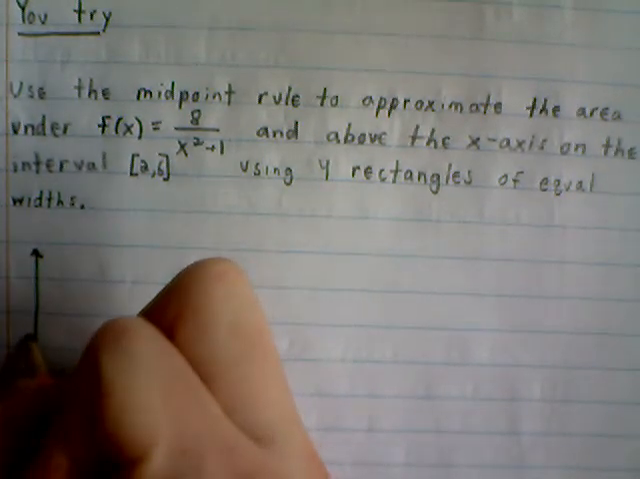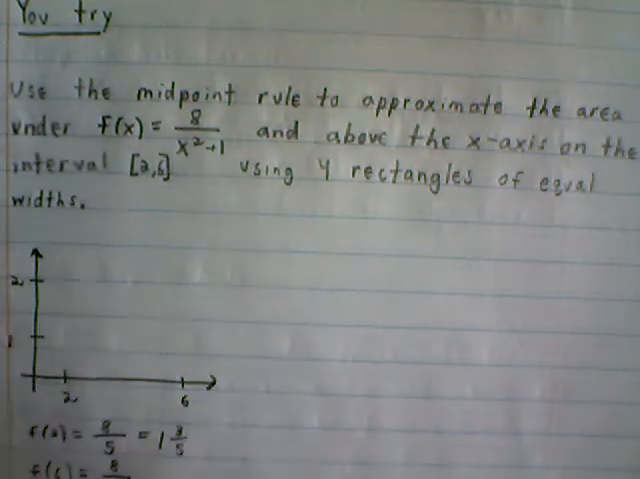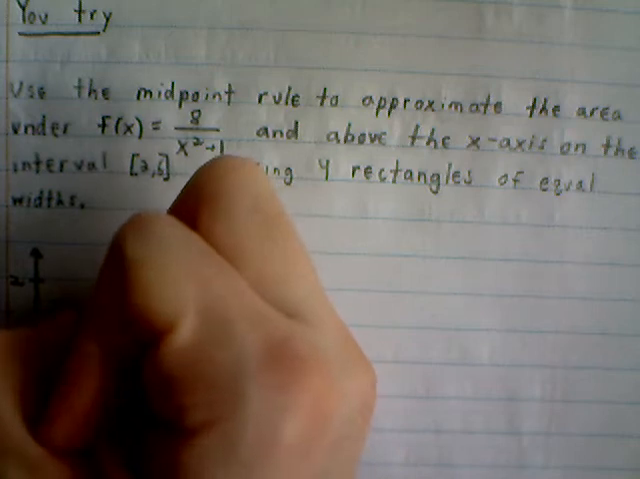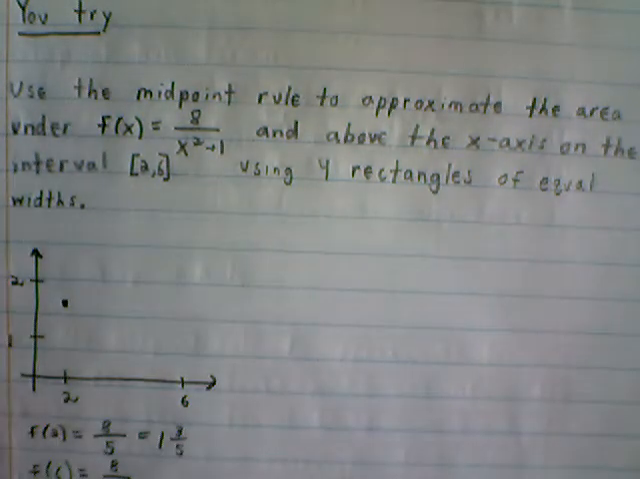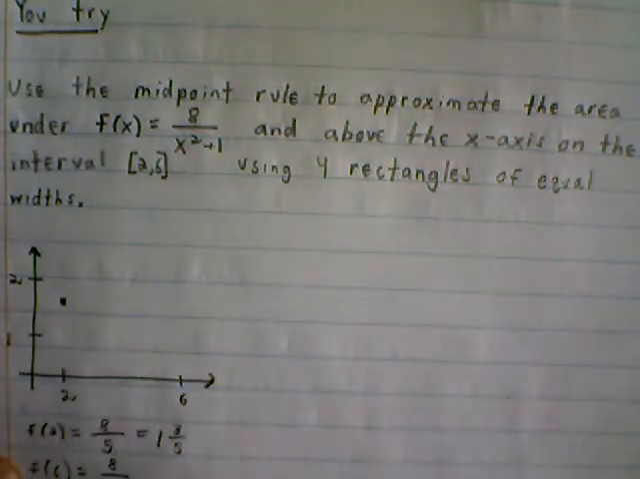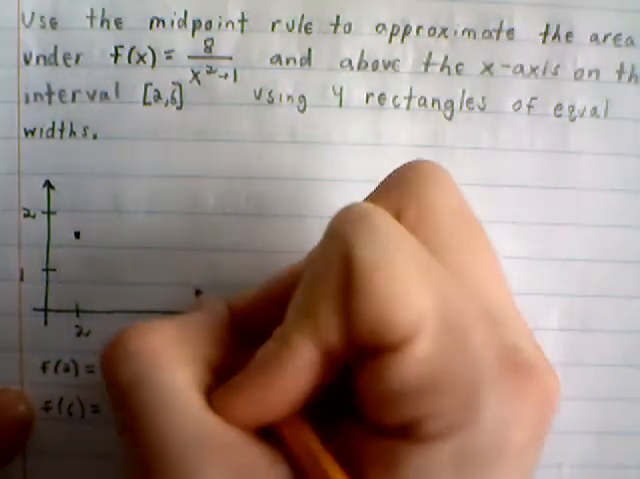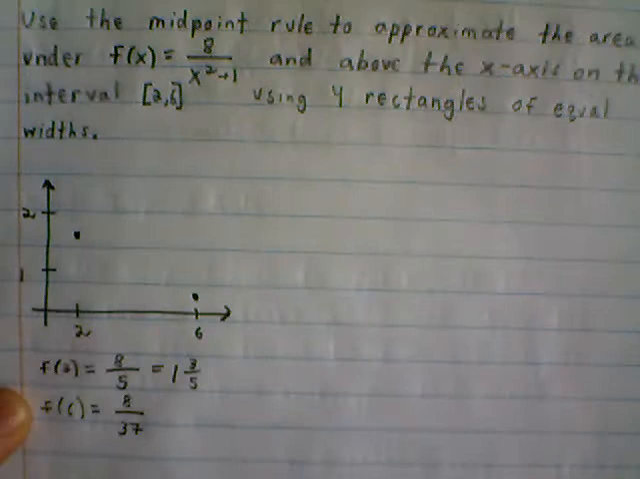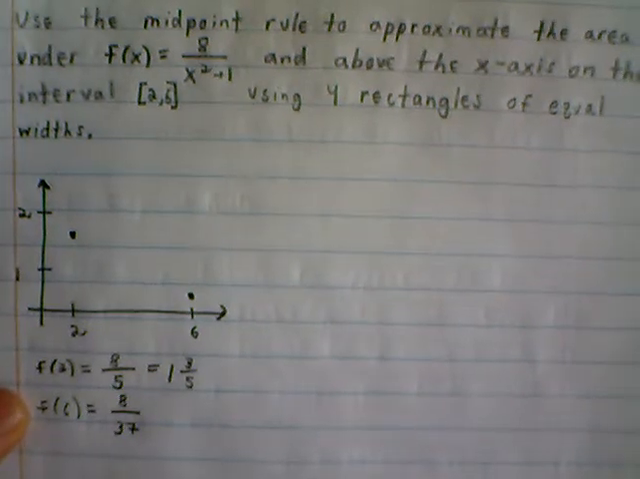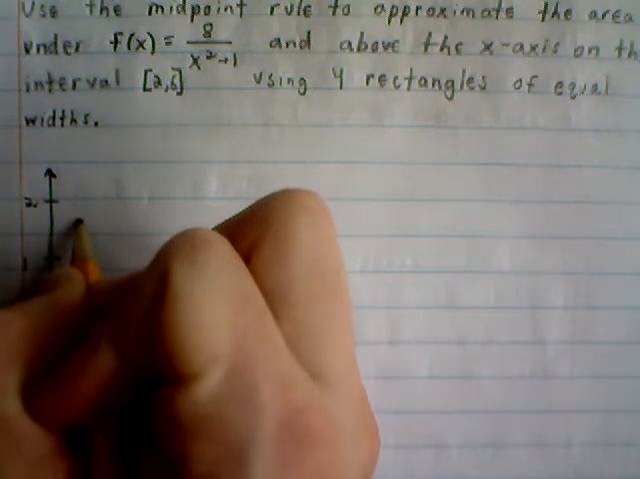So I'm going to take my curve up to 1 and 2. So f of 2 is 1.6, so I've got to estimate. And f of 6 is 8 over 37, so that's about, it's close to 1/4, because 9 over 36 would be 1/4. So 8 over 37 would be kind of close to 1/4. All right, let's go ahead and sketch our curve.